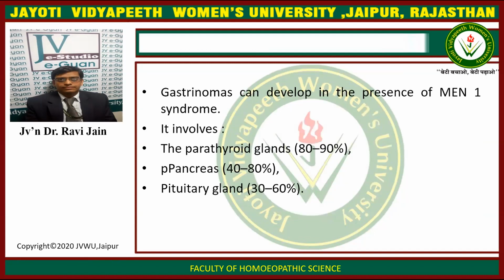Gastrinomas can develop in the presence of multiple endocrine neoplasia 1 syndrome. It involves three things: the parathyroid glands, the pancreas, and the pituitary gland. The parathyroid gland is involved in 80 to 90% of the cases, pancreas in 40 to 80% of cases, and pituitary gland in 30 to 60% of the cases.